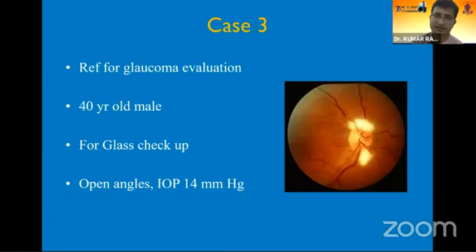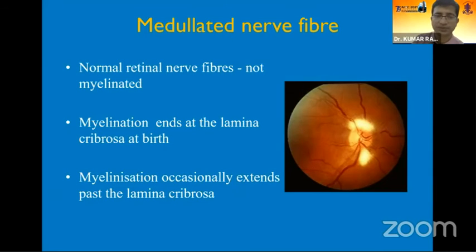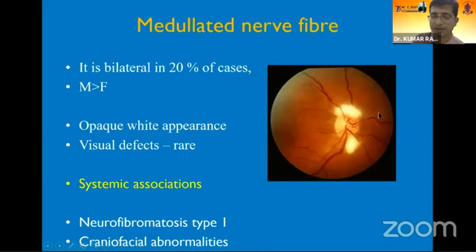Coming to the third case, like most of you would have recognized immediately, this is not glaucoma. This was referred for glaucoma evaluation, a 40-year-old male who had just come for a class checkup, and there was myelinated nerve fiber. Usually the myelination ends at the cribriform plate. Behind this only the nerve is myelinated, but sometimes in some cases it can go beyond the cribriform plate, beyond the disc margin, and in some cases it can survive even after birth. So it can be present in 20% of the cases, males more than females, and there can be systemic associations with neurofibromatosis and some craniofacial abnormalities also.